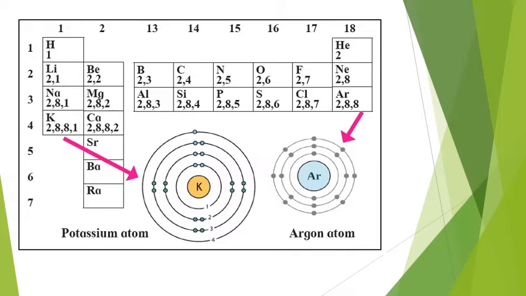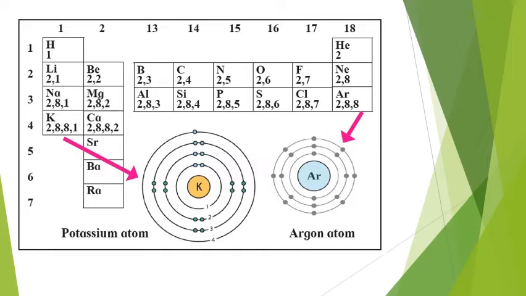So sodium has 3 shells, 2, 8, 1. It is kept in the third period. But if you observe the outermost shell of lithium, it consists of 1 electron. So 1, 1, 1. Whatever the outermost shell has, it indicates the group number.